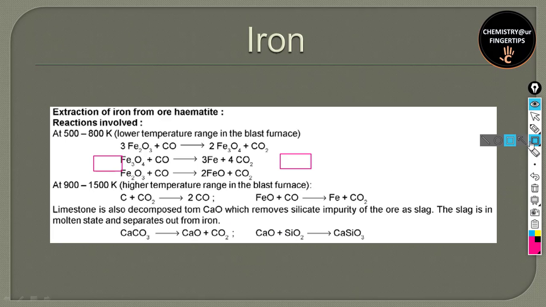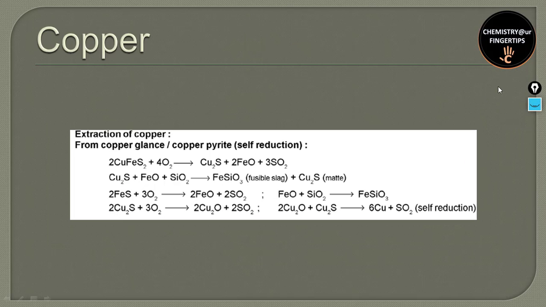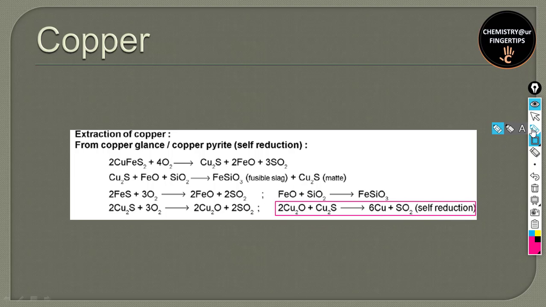These are just handy notes you could go through. This is the first zone, then the second zone, where slag formation takes place. These are just concise notes. The next part is copper. In copper, it's the only process wherein self-oxidation reduction happens. This could appear as an MCQ, I would say, so it's better to know about all these things.